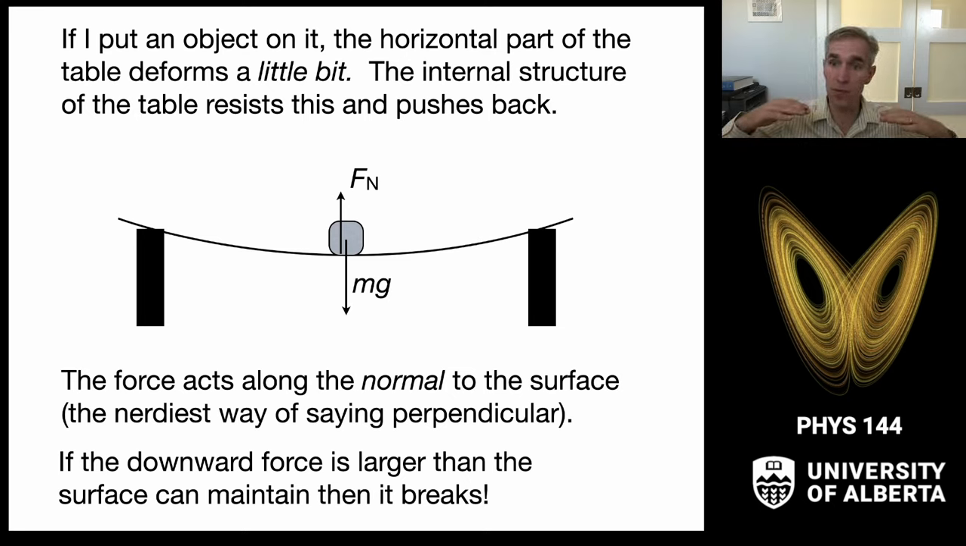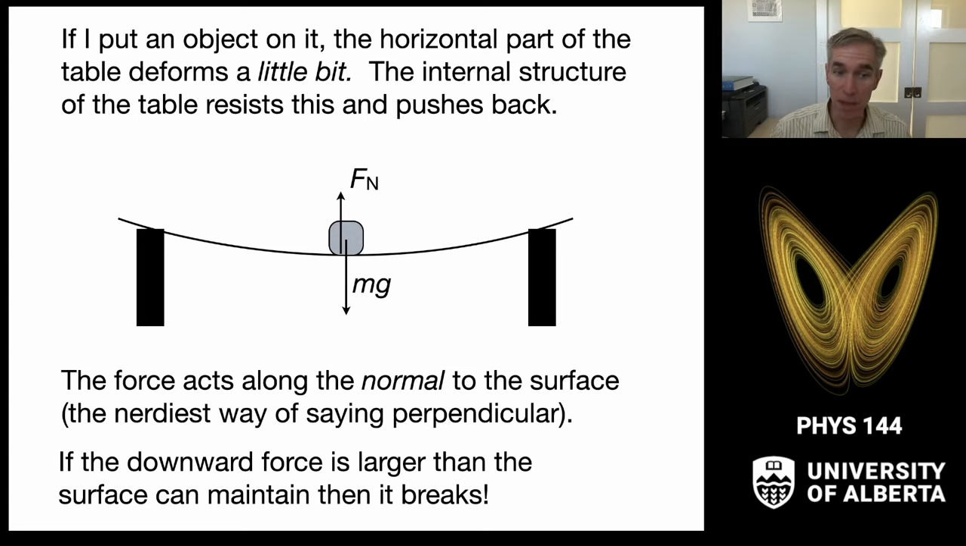And so the internal structure of the table is going to resist this object on it, and it's going to push back on it. If I put more force on it, it's going to deflect more, and it's going to push back on it. And so the force is going to act what we call normal to the surface, which means it is perpendicular to the surface. So that's why we call them normal forces.